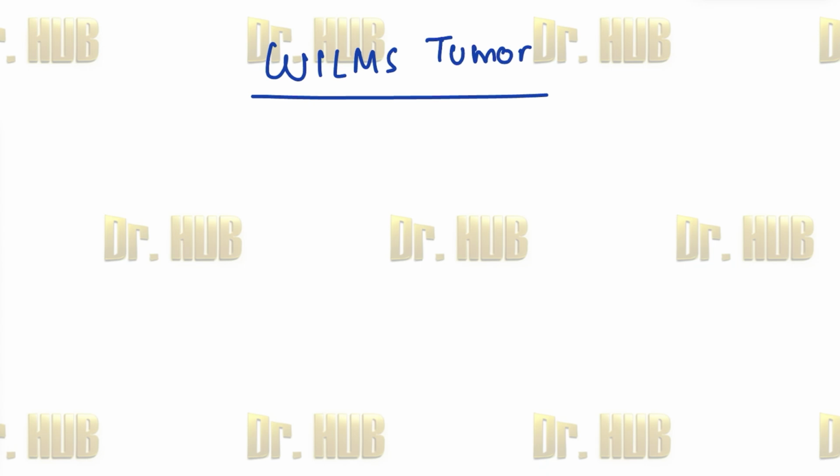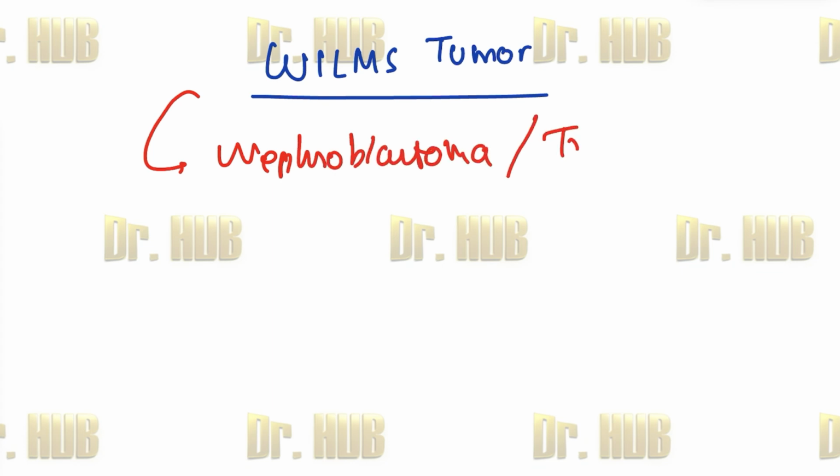Now we're looking at what is known as the Wilms tumor. So let's understand what a Wilms tumor is. Wilms tumor is also known as the nephroblastoma or the triphasic tumor.